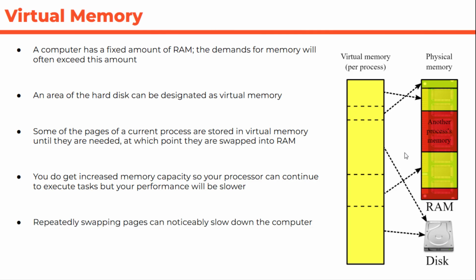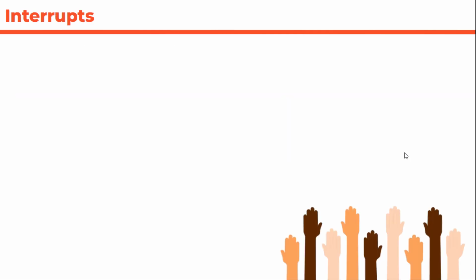Repeatedly swapping pages in and out of virtual memory can noticeably slow down the computer. That's because the processor can sit idle waiting for a slow process to be moved from secondary storage, virtual memory, over to the processor. And that is an issue. This is known as disk thrashing, which I mentioned in the previous video.